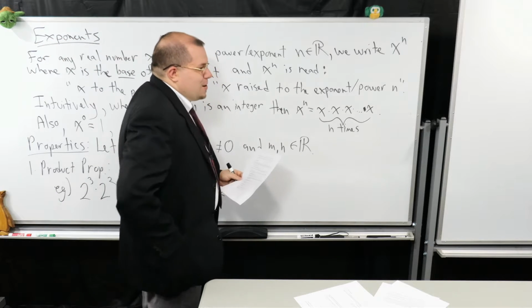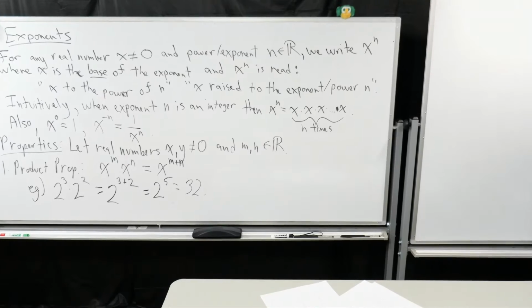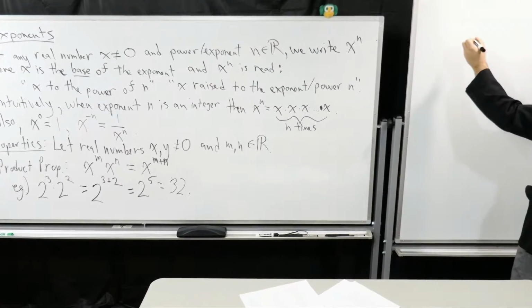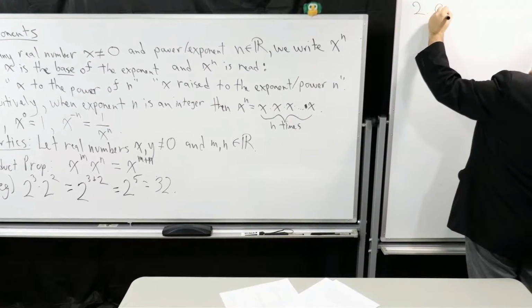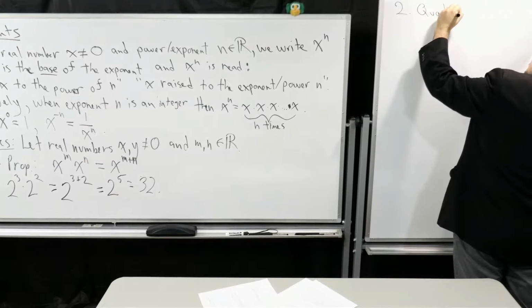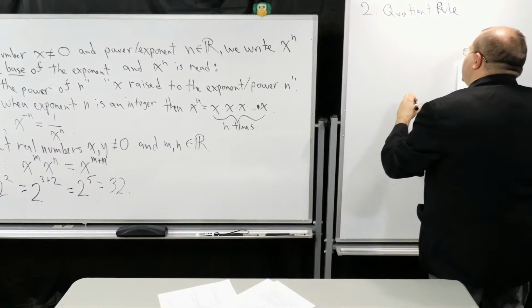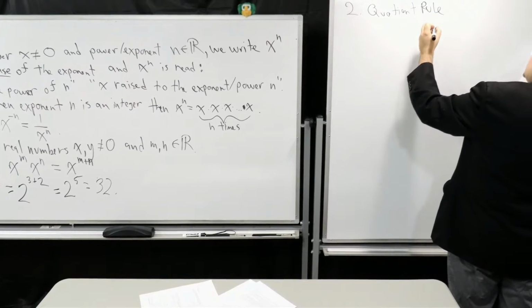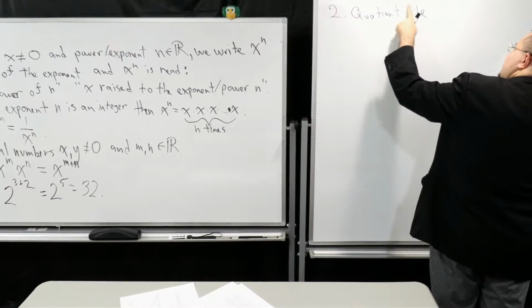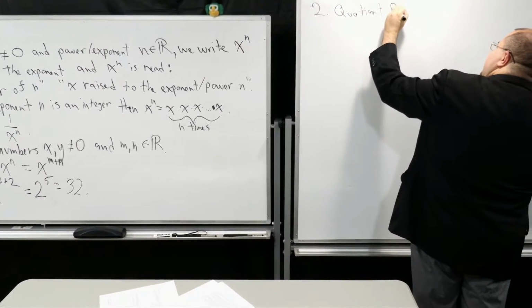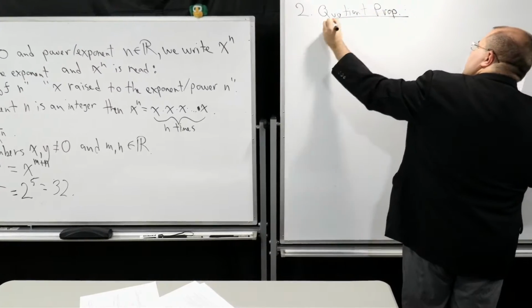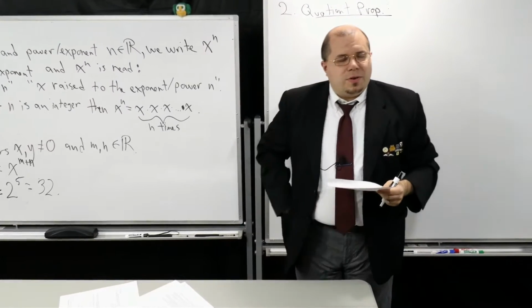Let's talk about some more properties that exponents have. The next one is the quotient property. If you're not sure what the word quotient means, you can think of it as division. Whoops, not quotient rule, quotient property. I'm getting ahead of myself.